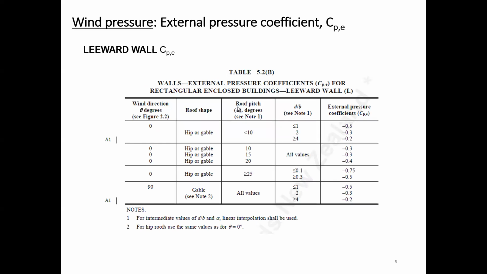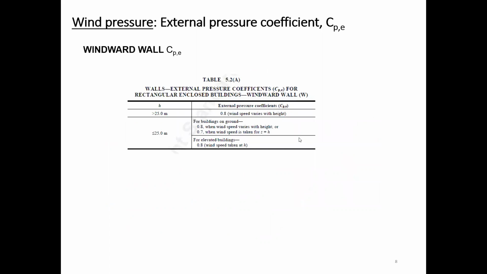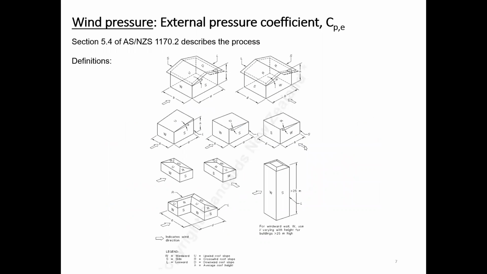Okay, leeward wall. Now this is more complicated. It depends. Well, hip roofs. You know what hip or gable roofs are? I can show you in a minute. Okay, online. It depends. You've got to take into account your roof pitch and your D over B. Now you know what D over B is because we've looked over here.